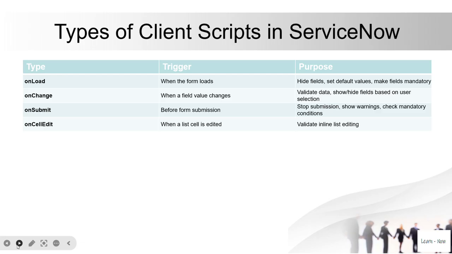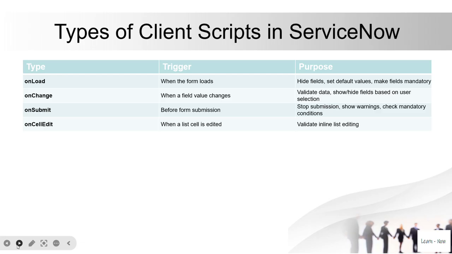On submit, before form submission: a user has populated all the details and wants to save or submit the form. On that submission, this client script runs. Stop submission based on a condition, like whether the details are correct or not. Show a warning, check mandatory conditions, whether the mandatory fields are populated or not. So this is onSubmit.